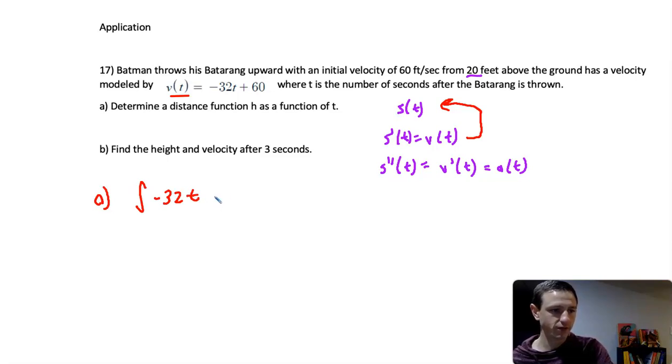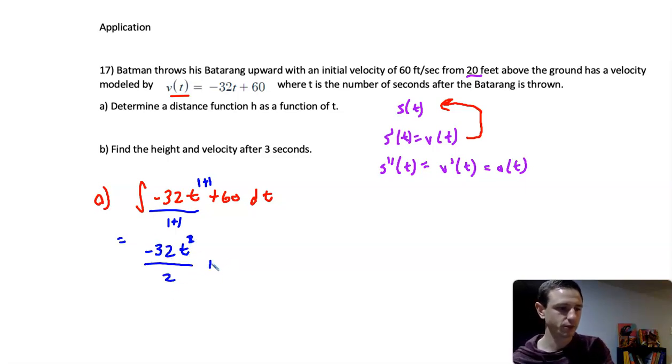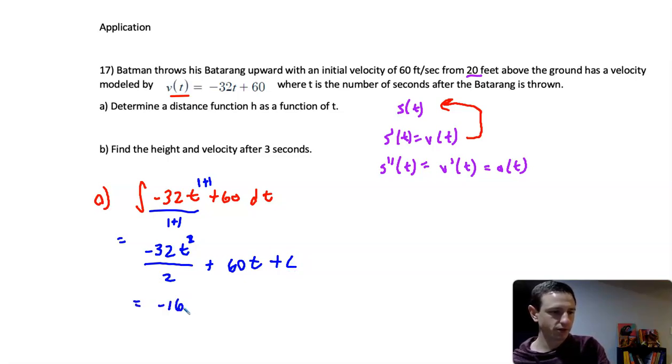We're going to have the integral of negative 32t plus 60 dt. This is t to the first, so this is going to become 1 plus 1 over 1 plus 1. So I'm going to have negative 32t squared over 2. We have a constant of 60, so this is going to become 60t plus c. It's extremely important here that we remember the plus c. And then I'm going to simplify this. Negative 32 divided by 2 is negative 16t squared plus 60t plus c.